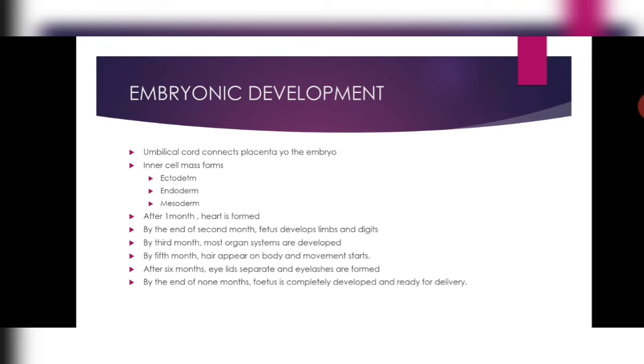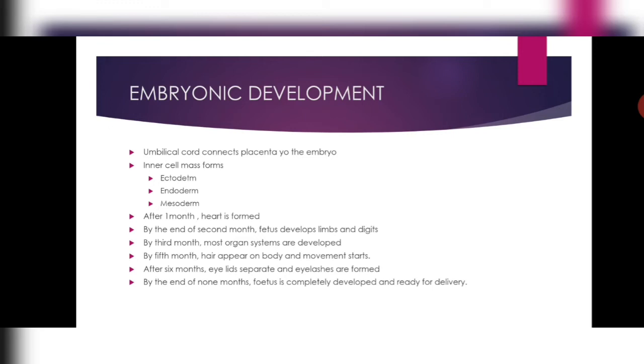Now, there is an umbilical cord we have just seen which connects the placenta to the embryo. Then the inner cell mass, one was trophoblast which led to the formation of chorion. The inner cell mass will form the ectoderm, endoderm, mesoderm. What are these? These are the germ layers. These germ layers will further develop into various body organs.